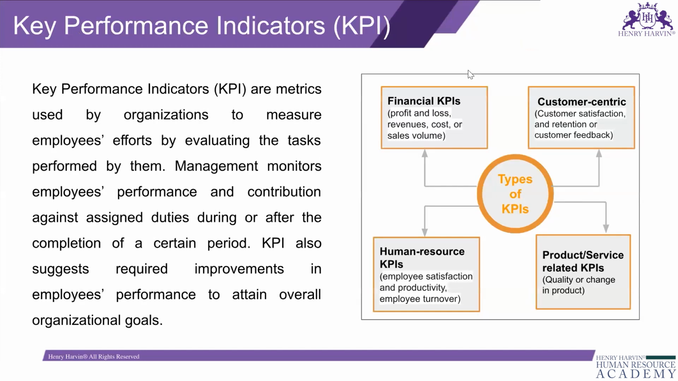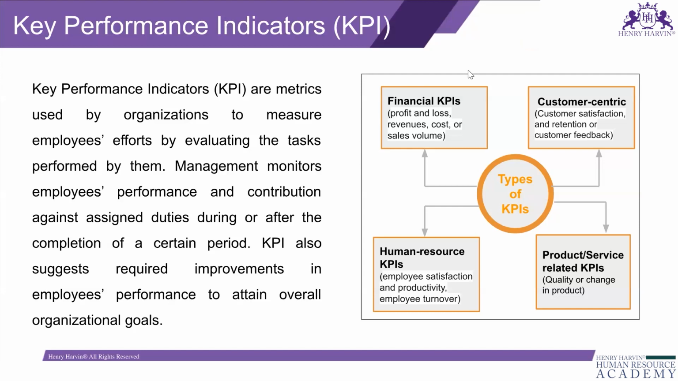Okay. Next is key performance indicator. Key performance indicators are metrics used by organization to measure employees' effort by evaluating the task performed by them. Management monitors employees' performance and contribution against assigned duties during or after the completion of certain period. KPI also suggests required improvement in employees' performance to attain overall organizational goals.